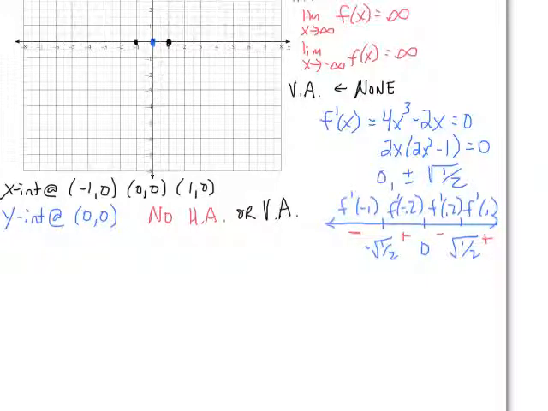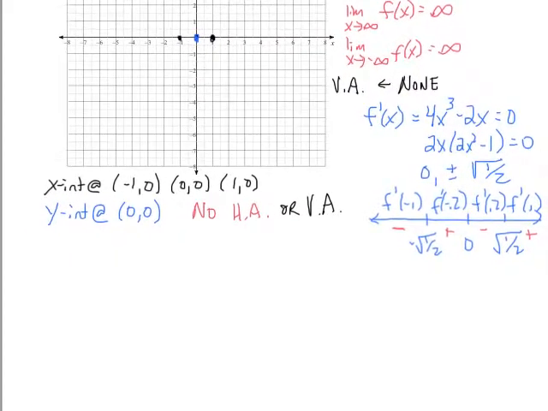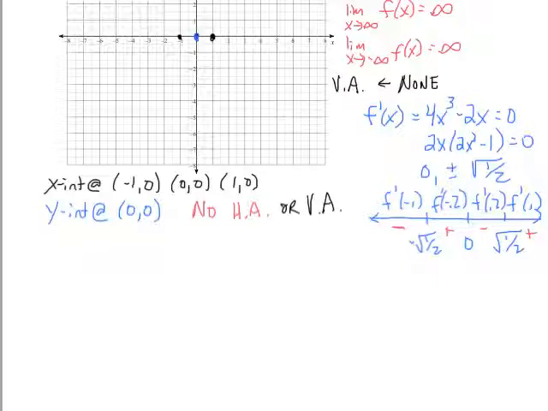Because we see the sign change from negative to positive, we know that there is a local minimum here, and also a local minimum here, and then a local max at 0. So I'm going to go ahead and write that down over here. We have a local min at the x-coordinate negative root 1/2, and we would plug that into our original function to get the y-coordinate.